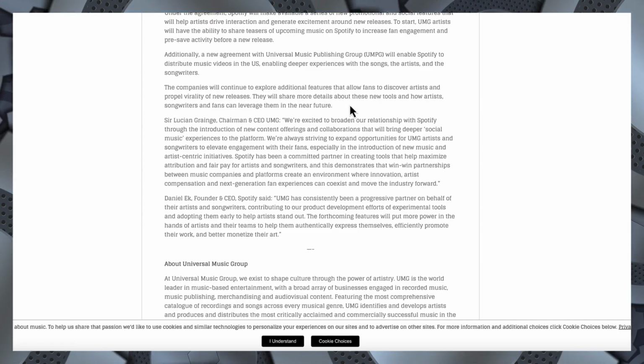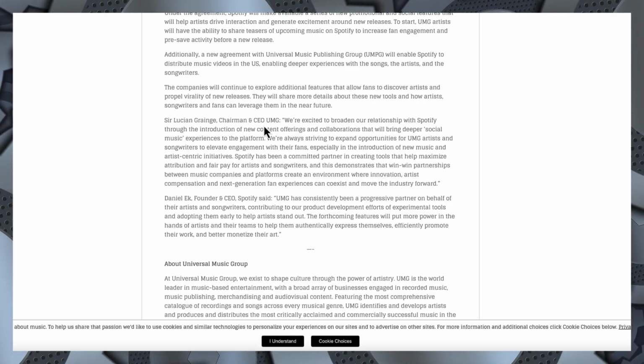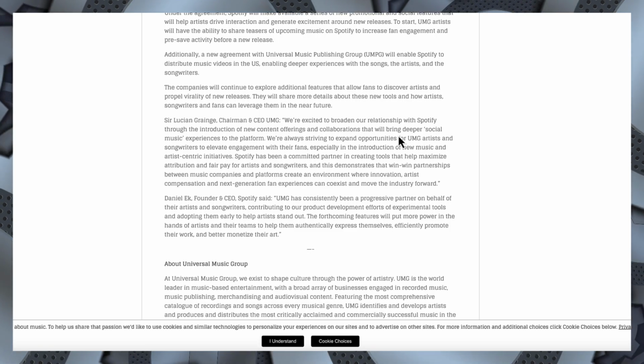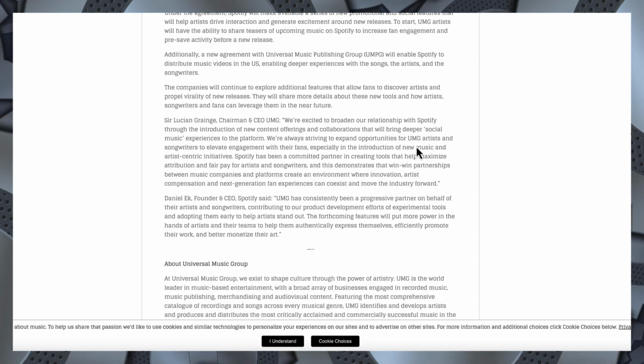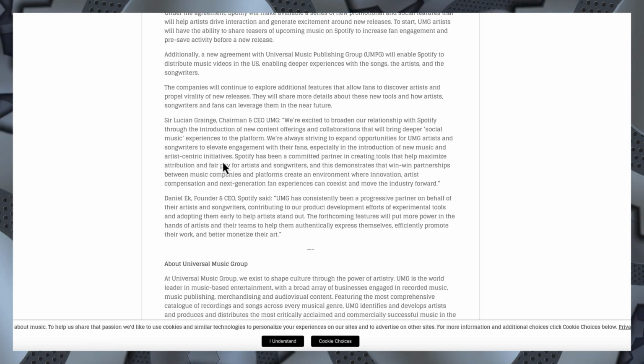They will share more details about these new tools and how artists, songwriters, and fans can leverage them in the near future. Sir Lucian Grange, Chairman and CEO of UMG: We're excited to broaden our relationship with Spotify through the introduction of new content offerings and collaborations that will bring deeper social music experience to the platform. We're always striving to expand opportunities for UMG artists and songwriters to elevate engagement with their fans, especially in the introduction of new music and artistic-centric initiatives.